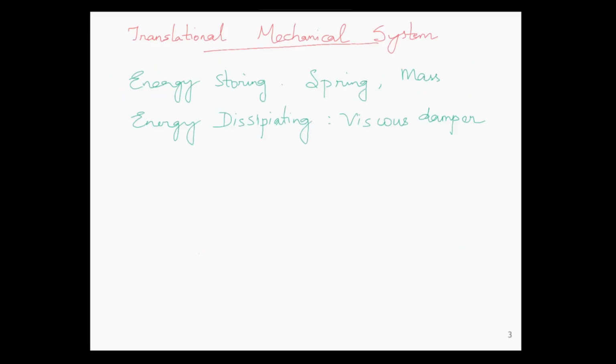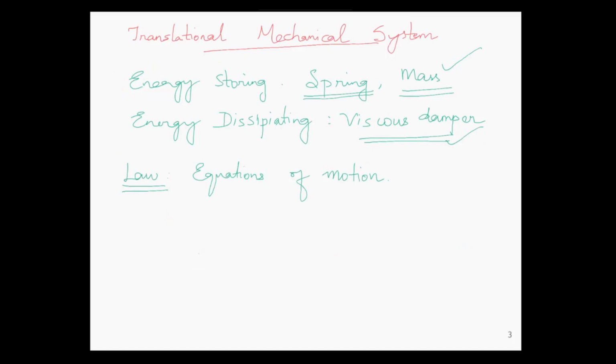In electrical network, we saw that the capacitor and inductor are energy storing elements. Similarly, in the translational mechanical system, we have the spring and the mass as energy storing elements and a viscous damper as the energy dissipating element. In electrical network, we saw resistor as energy dissipating element. So similar to capacitor and inductor, we have spring and mass here. Similar to resistor, we have viscous damper here.